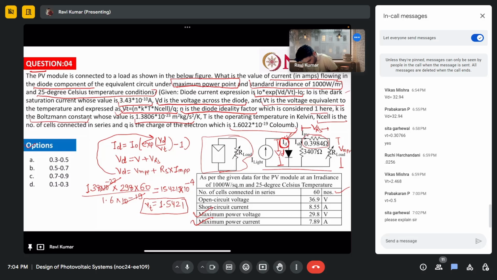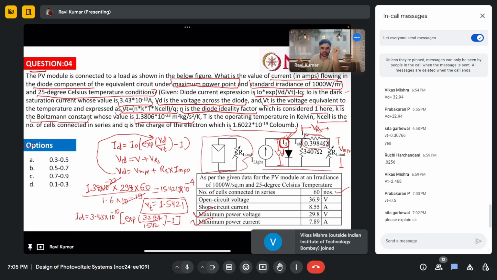Now do so. ID will be equals to 3.43 into 10 to the power minus 10 exponential, VD is like 32.94 divided by 1.542, minus 1. What is ID? Sita, have you got this? You asked to explain, right?